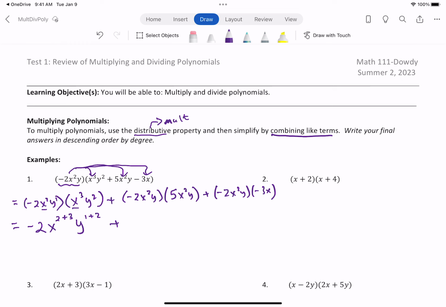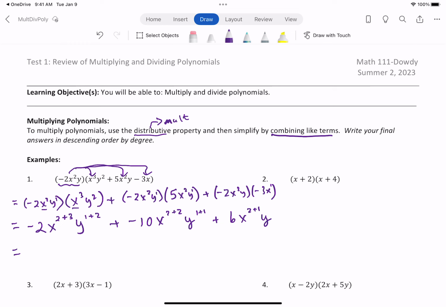For the next one, we have negative 2 times 5, so that's negative 10. For the like base x, both of the exponents are 2, so we're going to have 2 plus 2. And for y, both of these exponents are 1, so it'll be 1 plus 1. And then in the last multiplication, negative 2 times negative 3 is 6. Each one has an x variable that's being multiplied, so it's 2 plus 1. All we have is a single y, so we just bring that down.